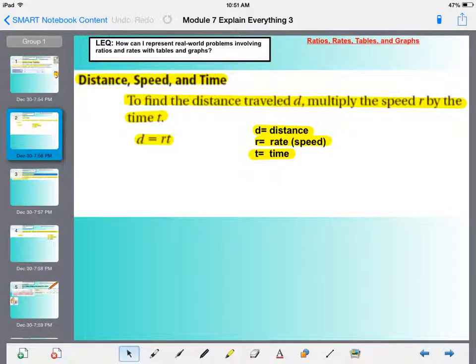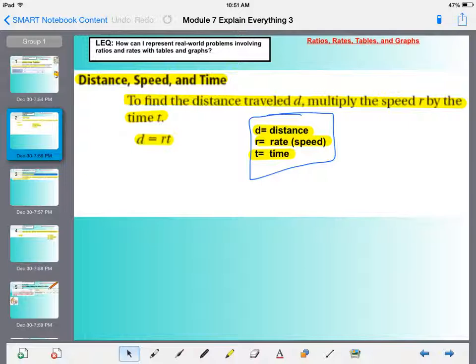In this slide, we see the distance formula. We talk about distance, speed, and time and how they are related. To find the distance traveled, or the D, you're going to have to multiply the speed, or the R, by the time, or T. So let's just talk about what these all mean. Distance is the amount traveled, and then your speed is the rate at which you're going, and the T is the time that it's taking you to get there. So we're going to see some examples.